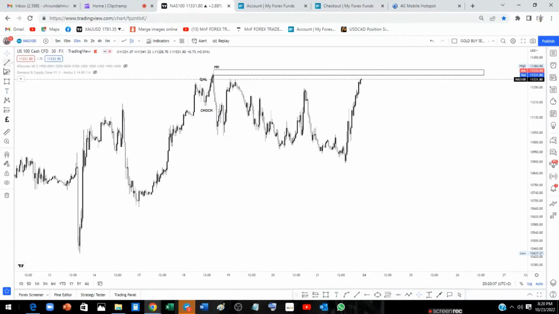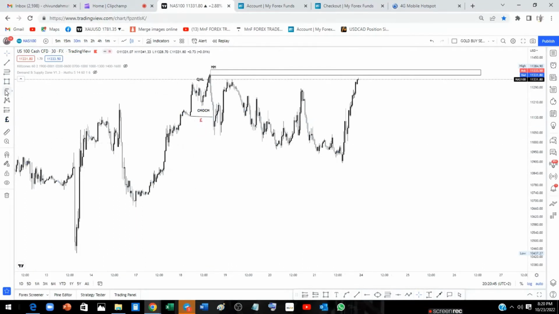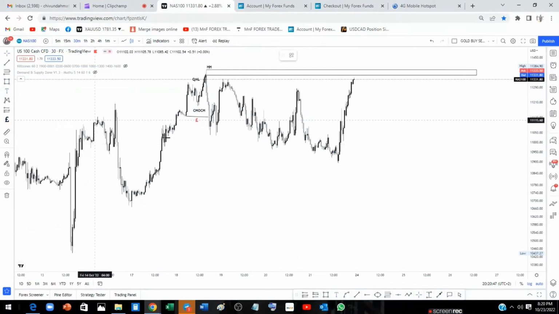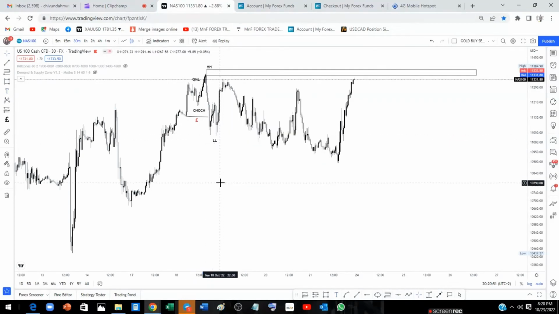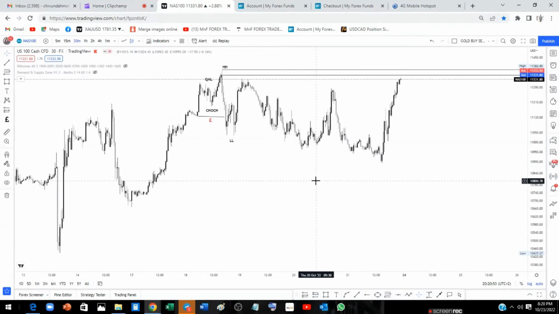So why change of character? Because we've seen the market was going up, and now this low was broken right here. And after that happened, we saw the market creating a new low at this level right here. Great. So we have our QML, which is complete. So what are we looking for? We're looking for the approach. How is the market coming back to us?